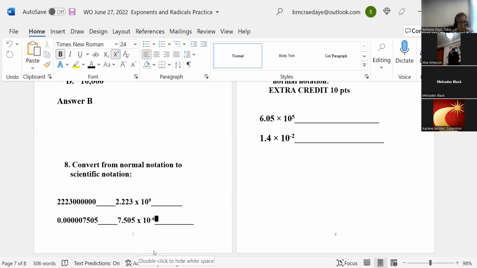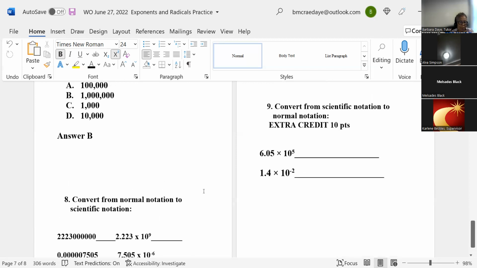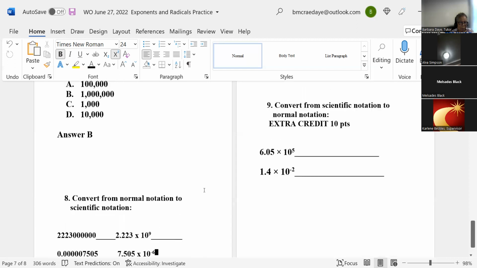Now, in some cases, it may not be. If you're working a problem out, you may want to make it greater than that, but that's a different kind of problem. For conversion, it should be a number less than 10 times the base 10 raised to a power: positive when you move to the left, negative when you move to the right. Got it? Yes, ma'am.